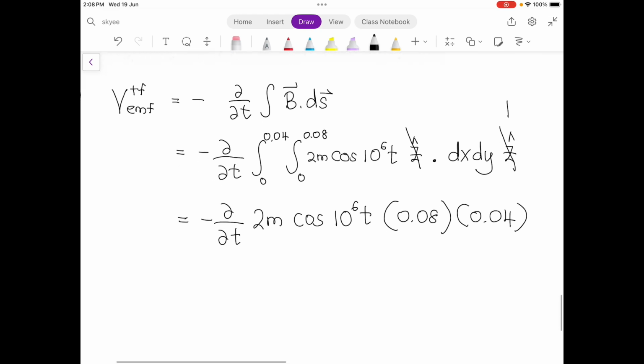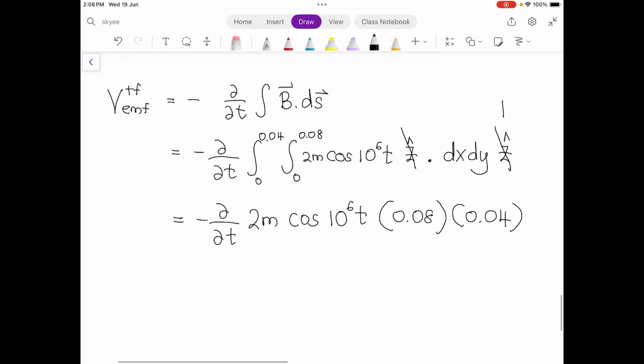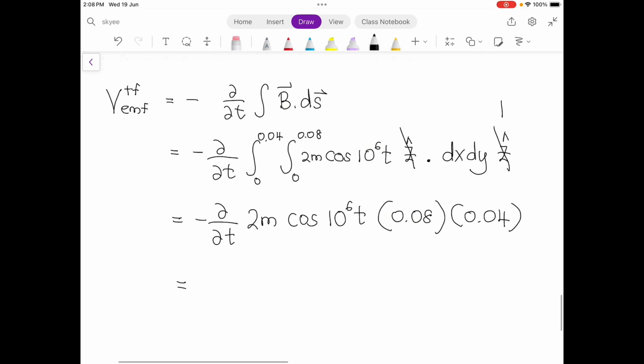Let's keep this thing tidy first before we perform the differentiation with respect to t. So your 2 milli multiplied with 0.08 multiplied with 0.04, so you have 6.4 times 10 power negative 6. Then you differentiate the cos, you get a negative sine, so the negative sign becomes positive.